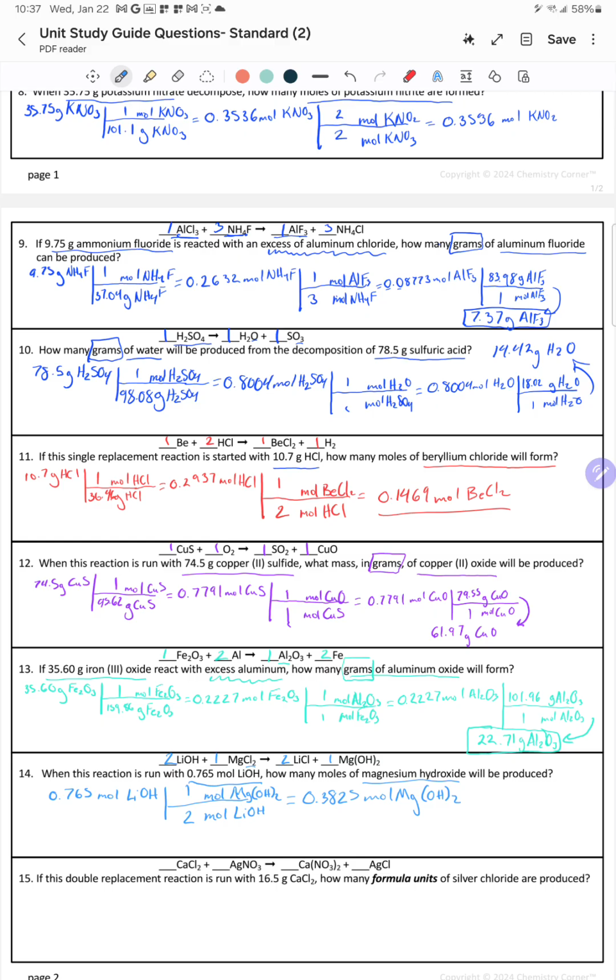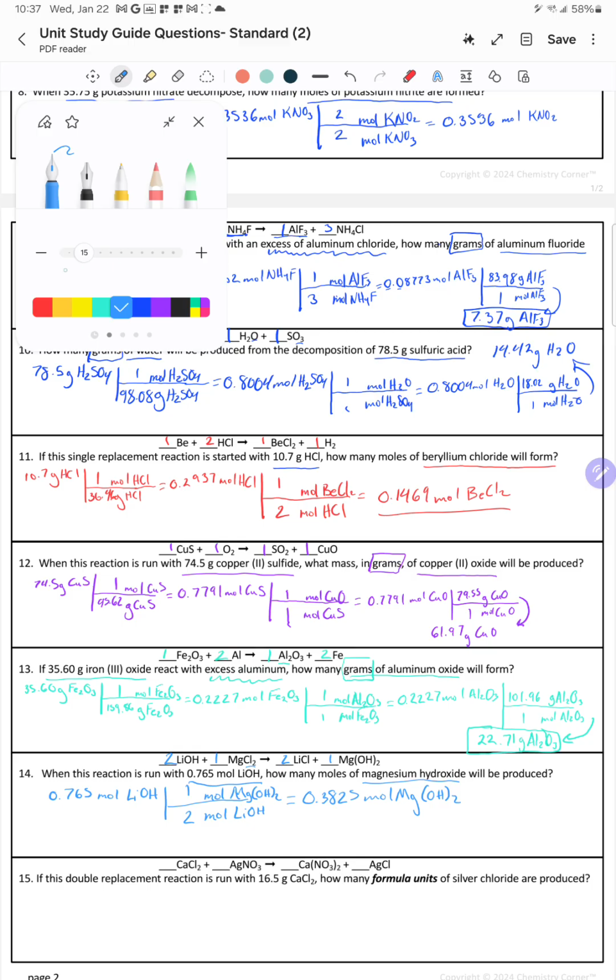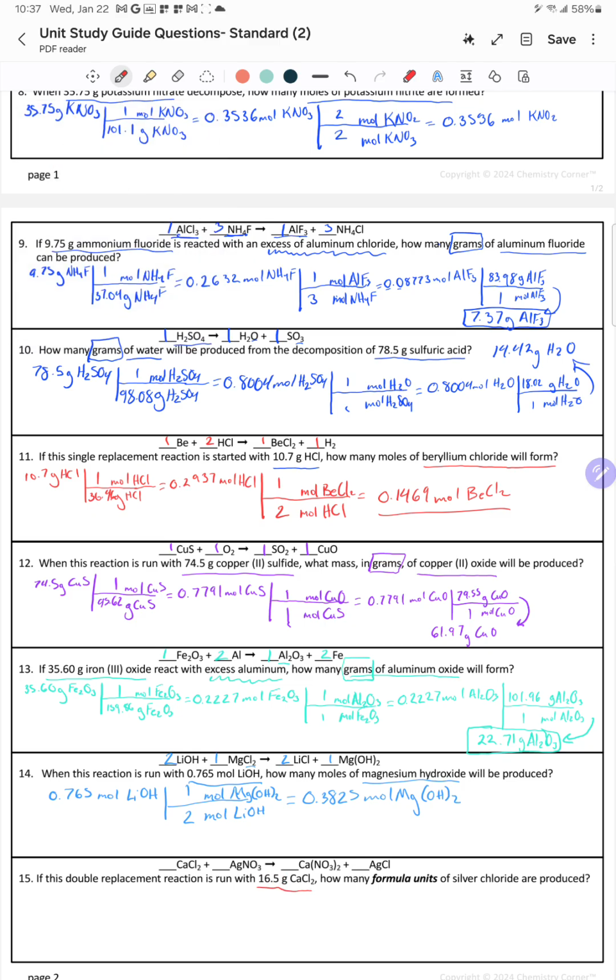Next one. Last but not least, let's go red. Why not? All right. So a double replacement reaction runs with 16.5 grams of calcium chloride. How many formula units? So this is different. This is not grams. Remember, formula units is just another word for particles or atoms or molecules. The only reason it says formula units is because it's an ionic bond. Sorry, it's late.